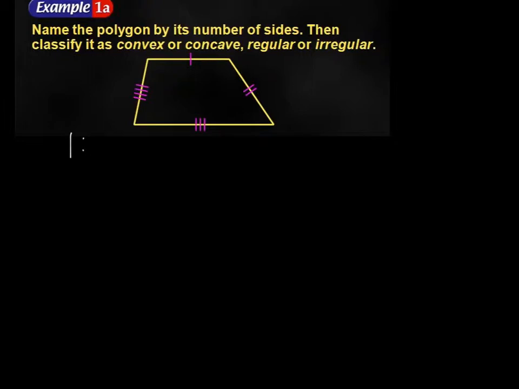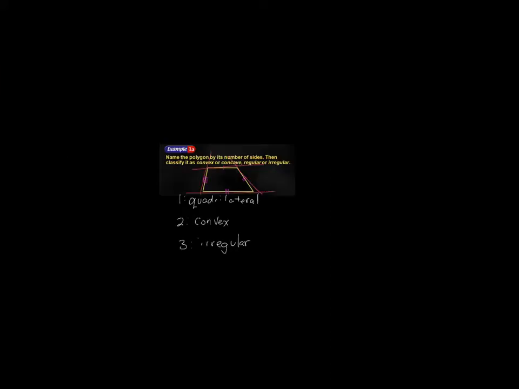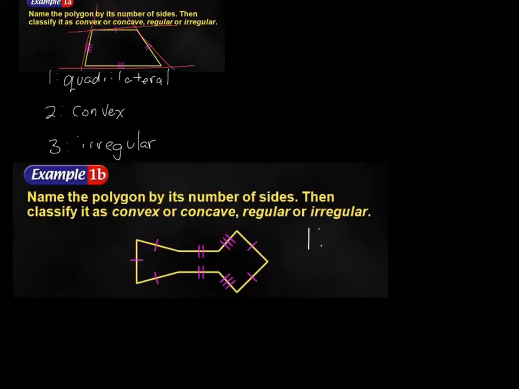Okay, so we have 3 answers to one question. So by sides it has 1, 2, 3, 4, and they've marked them with different marks. They're all different, so it is just a quadrilateral. Extend the lines that are the sides. There are not going to be any lines going through the interior, so it is convex. And the sides are all different lengths, so it is not regular. The opposite of regular is irregular. 3 parts, but they went pretty quick. Let's look at another one.